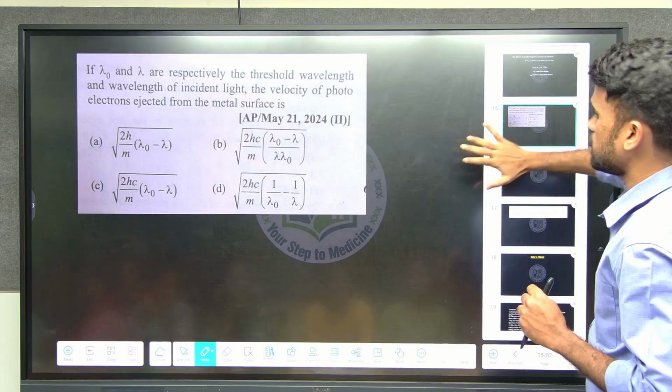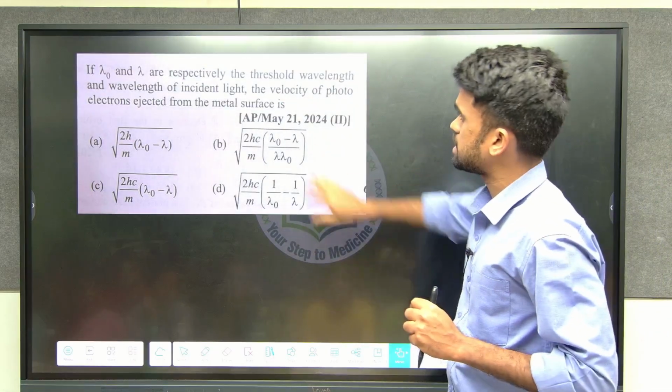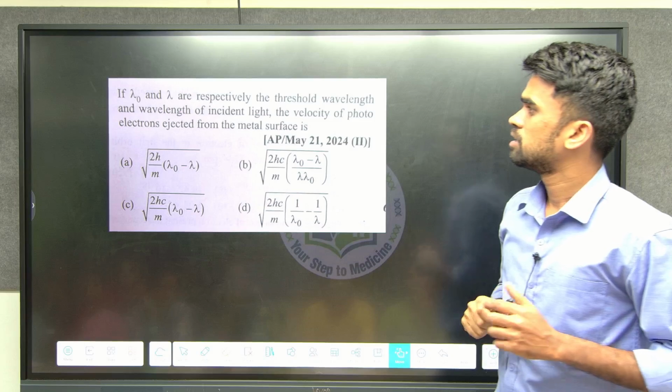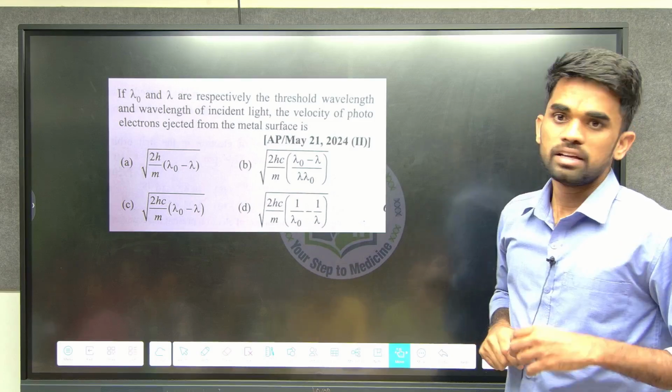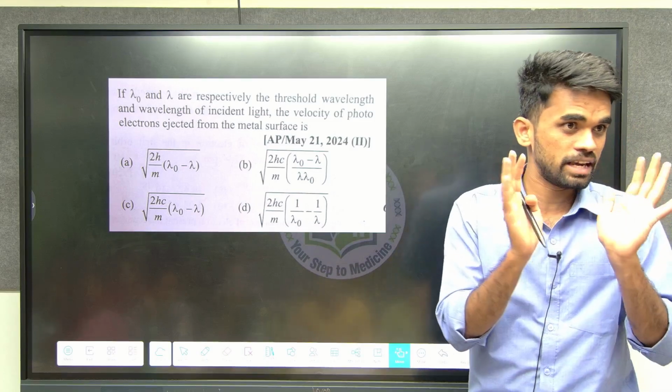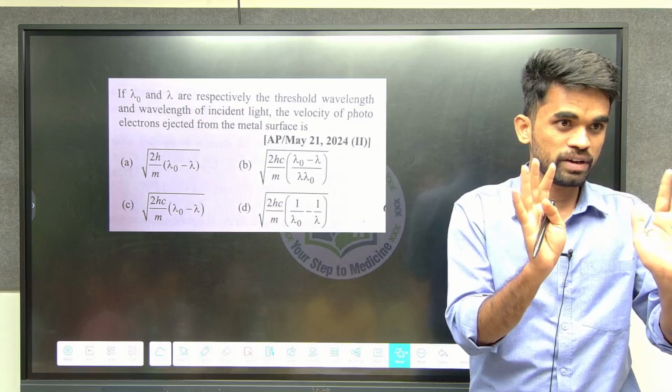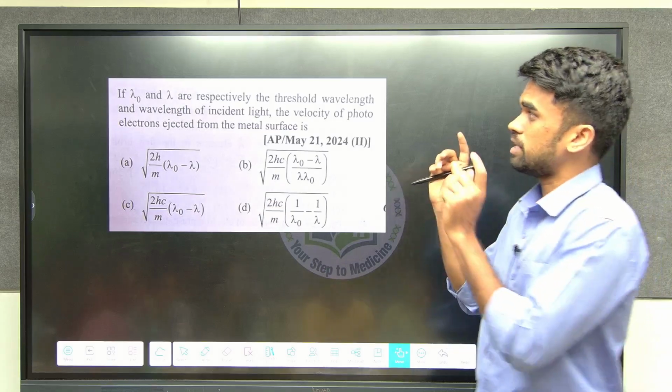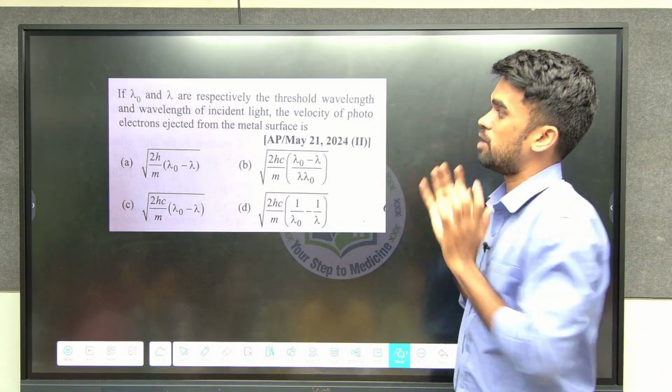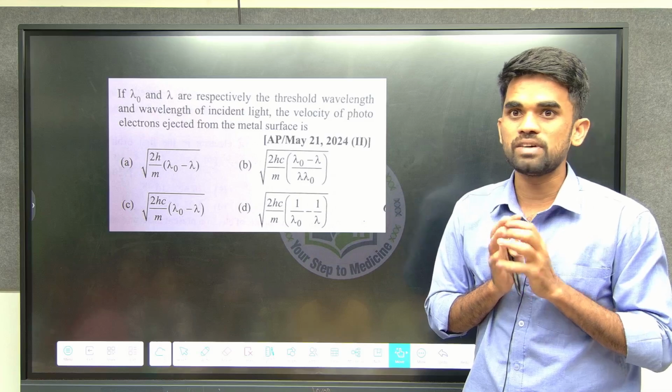Look at this question. If you look at the options, they are a little bit scary. Don't fear by looking at the options. Try to get what is the concept they have used here. What are they saying? Once read the question, everyone.